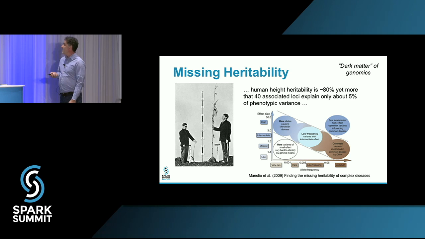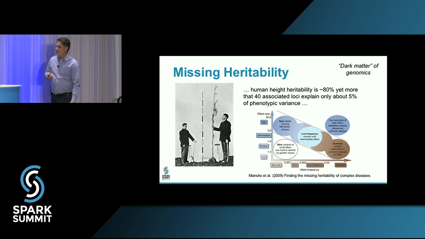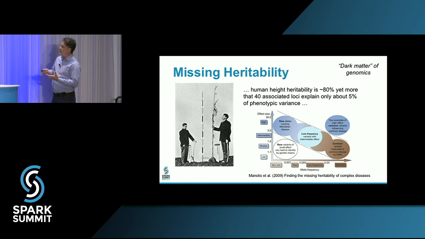But there's a small problem here, and it's referred to as missing heritability. Heritability is a measure of how much of the variance observed in a phenotype is caused by genomic factors. For example, human height is one of the traits, and it's estimated that its heritability is about 80%. So 80% genome and 20% environment. But even though we have identified 40 different places in the genome that can correspond to height, they only explain 5% of the variance. So there's a huge amount of variability missing, and it's kind of like the dark matter of genomics. We know there should be more, but we can't see it at the moment. And the question is why?